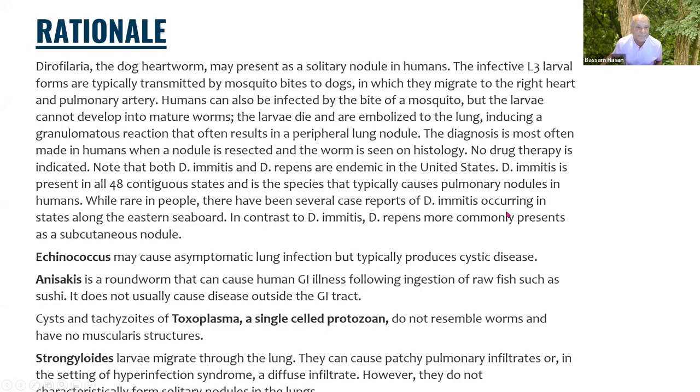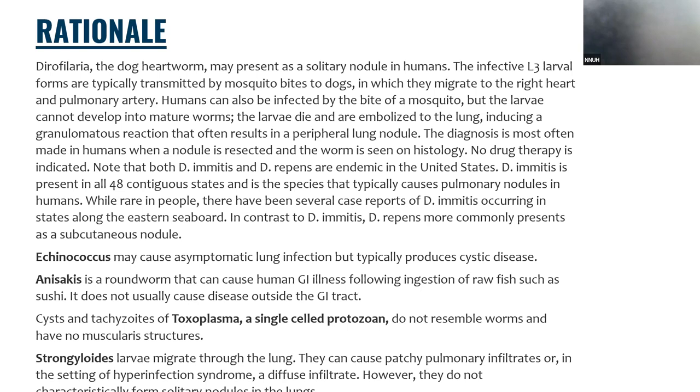Dirofilaria, the dog heartworm, may present as a solitary nodule in humans. The infective L3 larval forms are typically transmitted by mosquito bites to dogs, in which they migrate to the right heart and pulmonary artery. Humans can also be infected by the bite of a mosquito, but the larva cannot develop into mature worms. The larva died and are embolized to the lung, inducing a granulomatous reaction that often results in a peripheral lung nodule. The diagnosis is most often made in humans when a nodule is resected and the worm is seen on histology. No drug therapy is indicated.